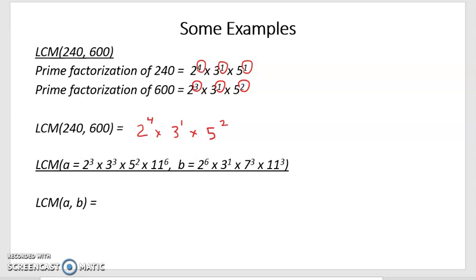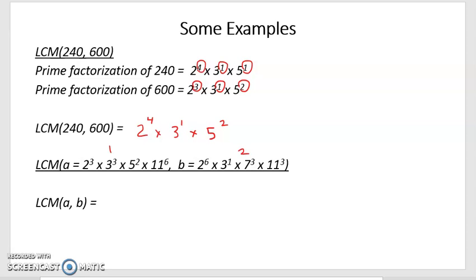Let's see if I can figure this out. 2 to the fourth is 16. 16 times 3 is 48. 48 times 25, whatever that turns out to be, is going to be my LCM of 240 and 600. Note that you don't even need to know the numbers as long as you have the prime factorizations. So in our second example, we've got number 1, which is 2 to the third, 3 to the third, 5 squared, 11 to the sixth. Just a large number that's popped into my head.